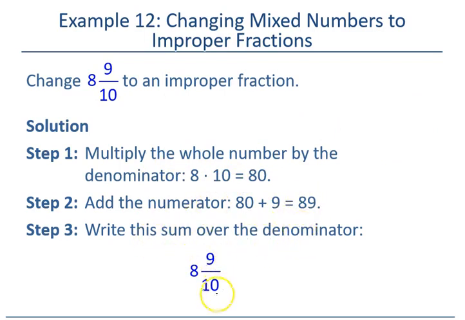What I sometimes used to tell my students is this is the big C method. Take a line and draw it all the way around. I've got 10 times 8 plus 9. So 10 times 8 is 80, plus 9 is 89. And then keep the 10. There you go, if you remember that: multiplication, addition, keep the denominator. That's how you go from mixed number to improper.